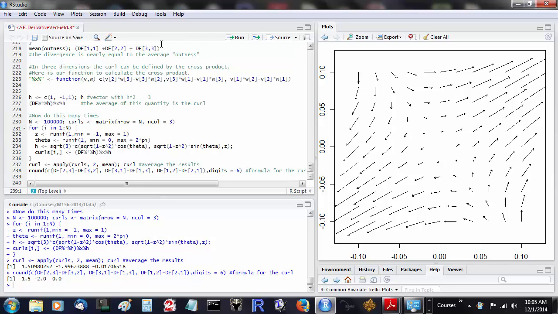If I take df2,3, that's row 2, column 3, and subtract off df3,2, I get 1.5, which was very, very close to the first component of the average value of df acting on h times h. So we have found a way to define the curl as an average.